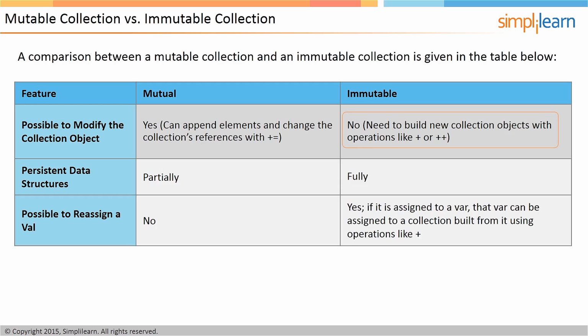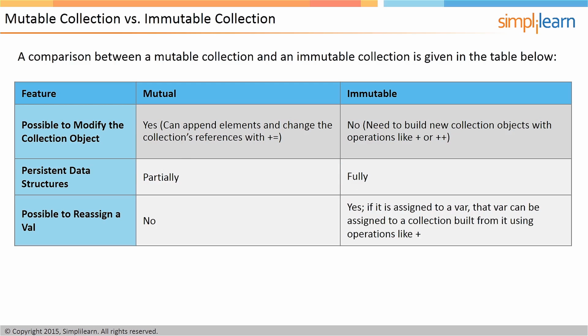This helps in concurrent algorithms because it doesn't need locking to add anything to a collection. However, this feature can prove to be very useful. It may come at the cost of some overhead. As compared to mutable collections, immutable collections are fully persistent data structures.